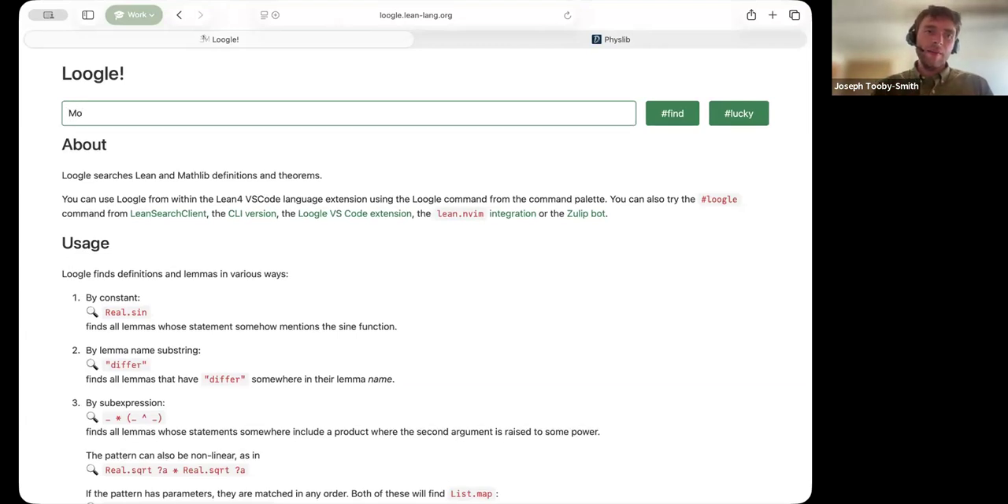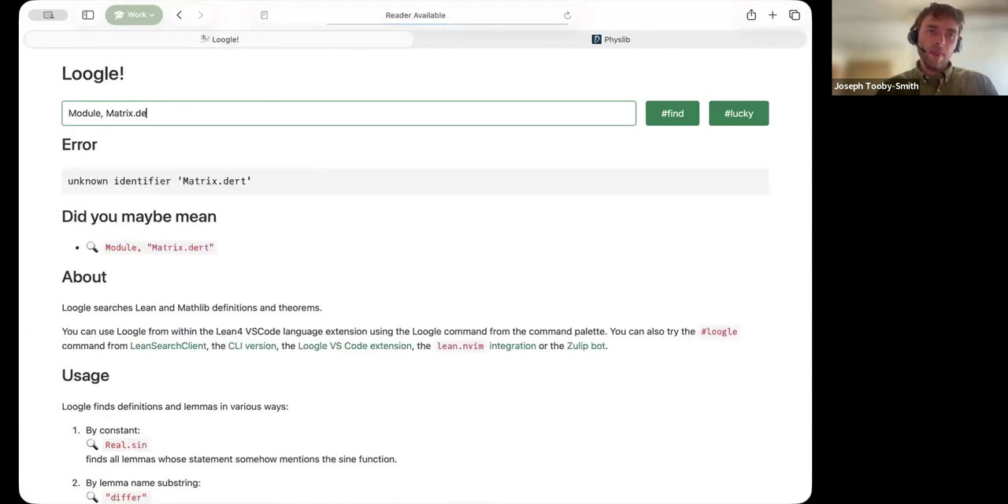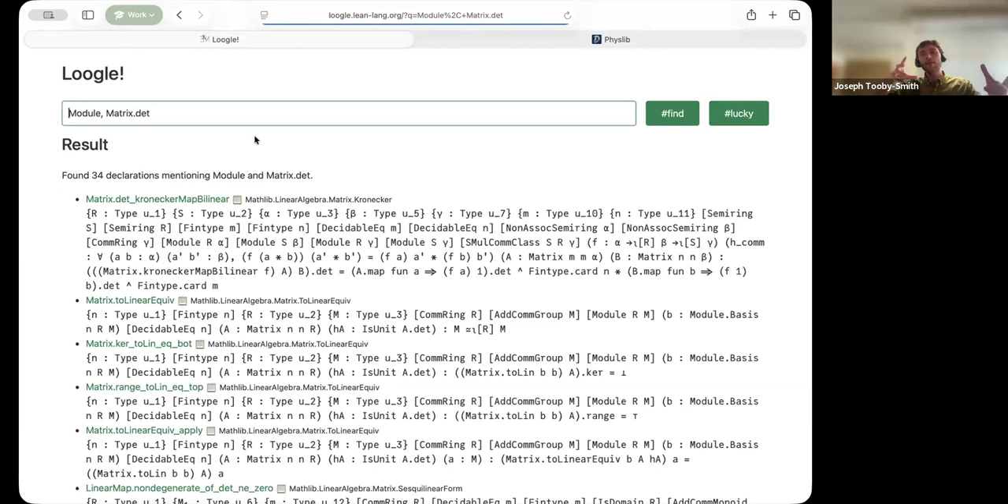Let's say I wanted a result related to modules and matrix determinants. I don't know if there will be any. So what this search engine has done is I've given it two concepts in mathematics: the concept of a module, a vector space, and the concept of a matrix determinant. I know how those things are defined, and I know the nomenclature of Mathlib, so I know how to write those down. But there's a bit of a learning curve in knowing what to search for. Then I get every result in Mathlib that depends on a module and the determinant of a matrix.